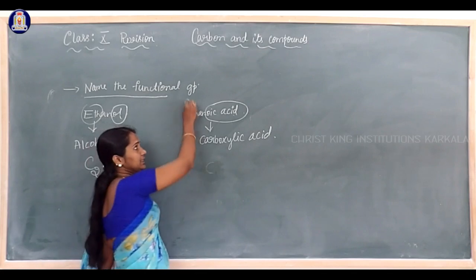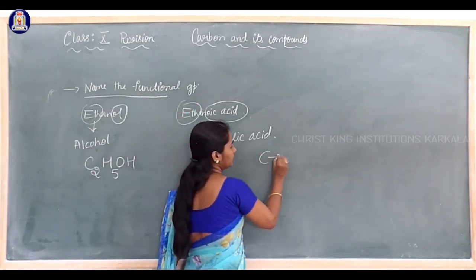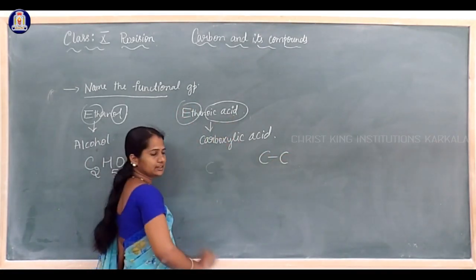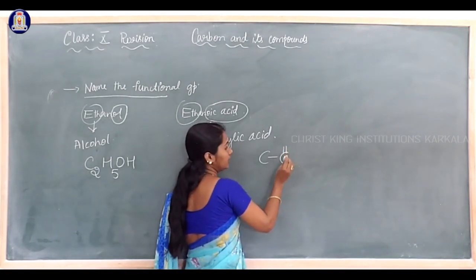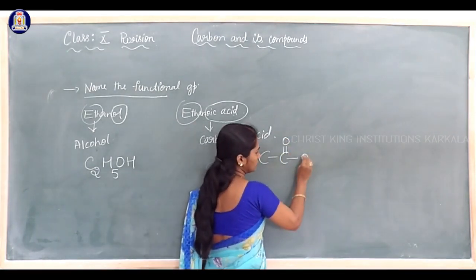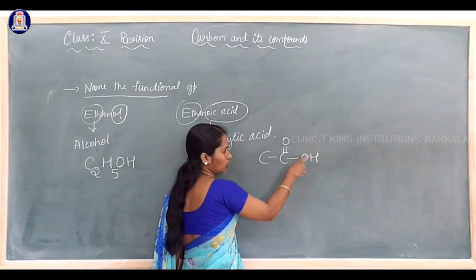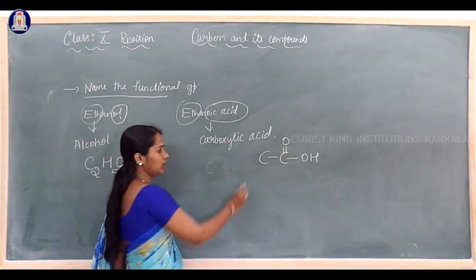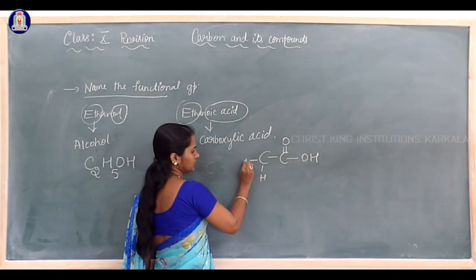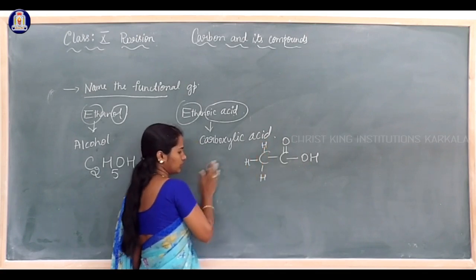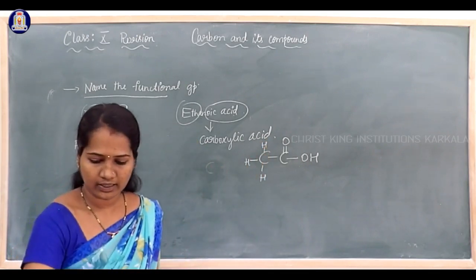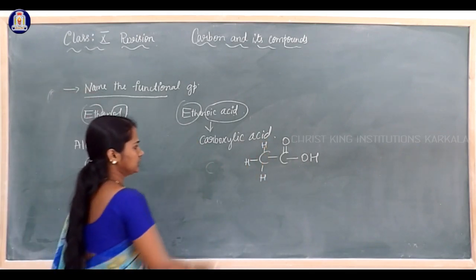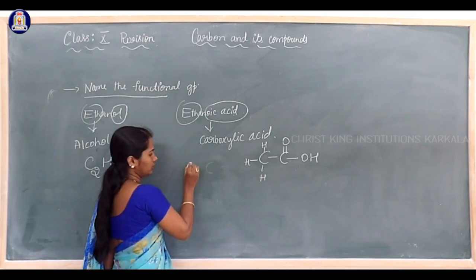Ethanoic acid. Eth means 2 carbon atoms. Oic acid means the functional group double bond OH, that is COOH. The remaining are all hydrogen atoms. So what is the molecular formula you can write here? Based on this structure, we can write the molecular formula.